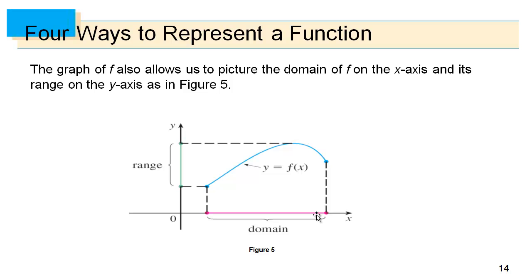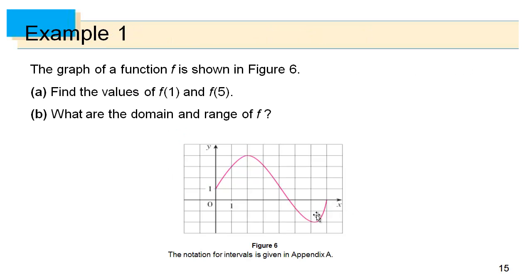The domain is going to be all of the things that we're allowed to plug into the function. So when we graph it, it's going to be the entire distance left and right that ends up having a graph. And then the range are all of the outputs, and remember the height of the function represents the outputs. So the range is going to be the total distance from lowest to highest point on the graph. With that in mind, go ahead and pause the video and see if you can answer A and B.